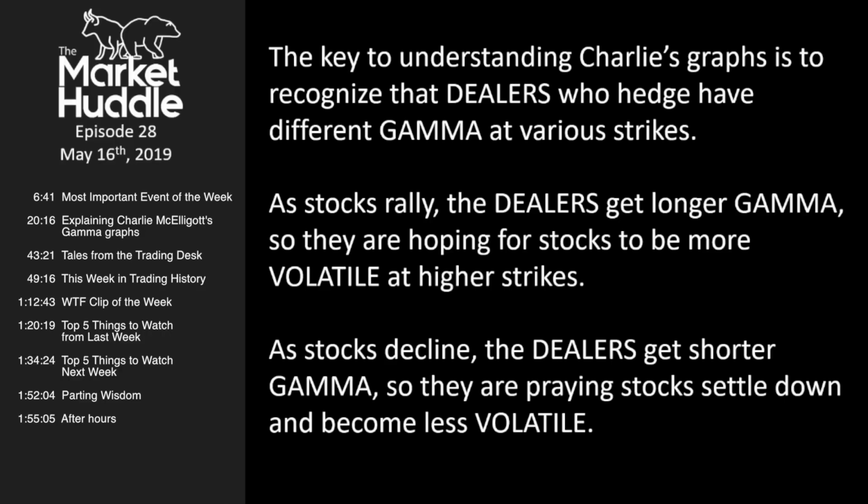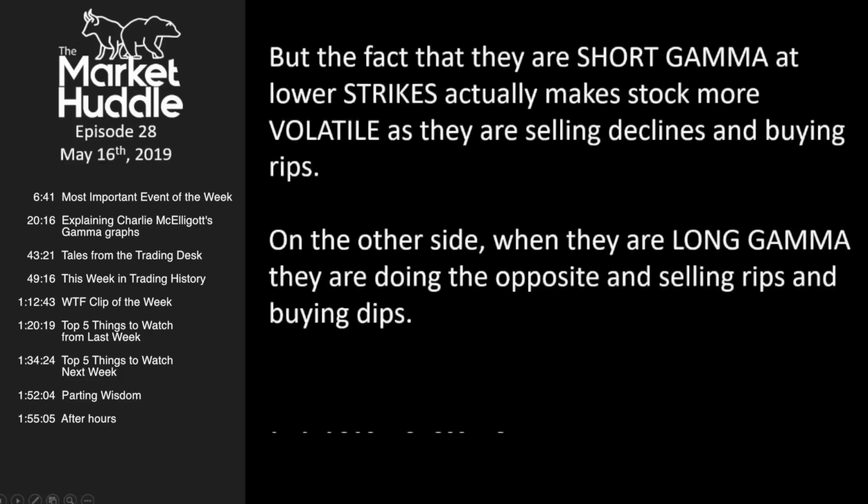But then as stocks decline, the dealers get shorter gamma, where they are praying that stocks become less volatile and that they can hedge properly and not lose too much. Right. Okay? So now go to the final slide here, Patrick. The fact that all these dealers at the lower strikes are short gamma actually makes the stocks more volatile, because they're the ones hedging the positions. And this is what you were highlighting, Patrick: they're contributing to chasing the market up and selling the market down.